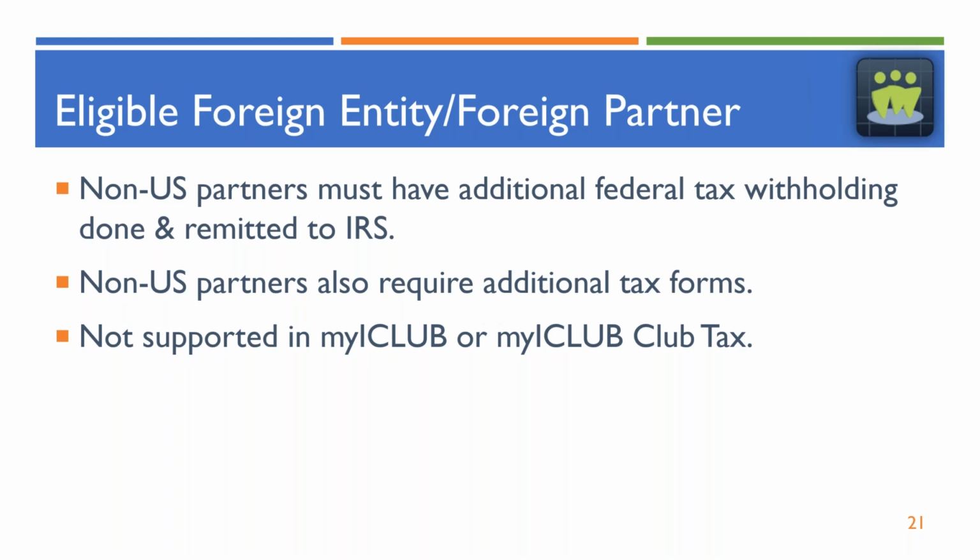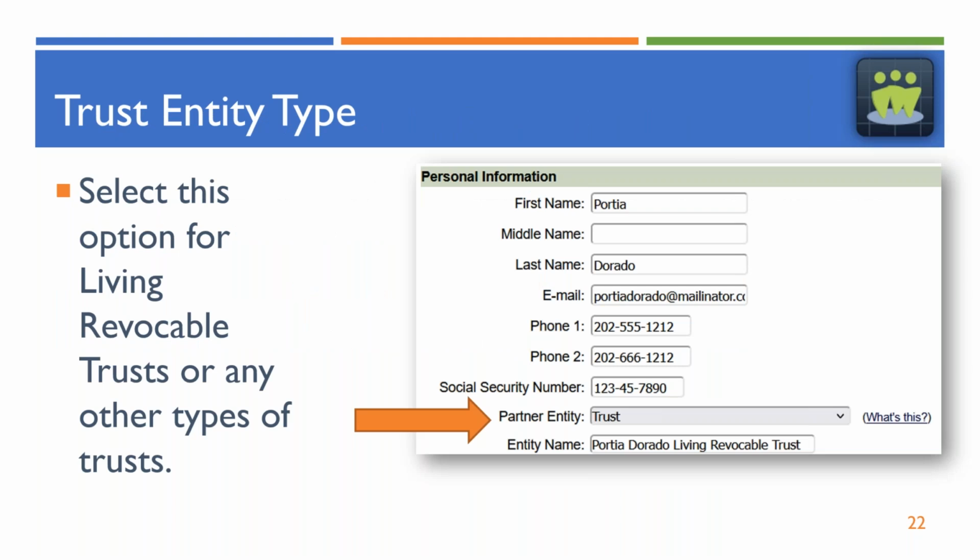probably unneeded complexity. Now, a foreign partner does not mean someone who is a permanent resident alien in the US. They're not a citizen, but they have a green card and can work and pay taxes in the United States, and they have a social security number. So those are not considered a foreign partner.